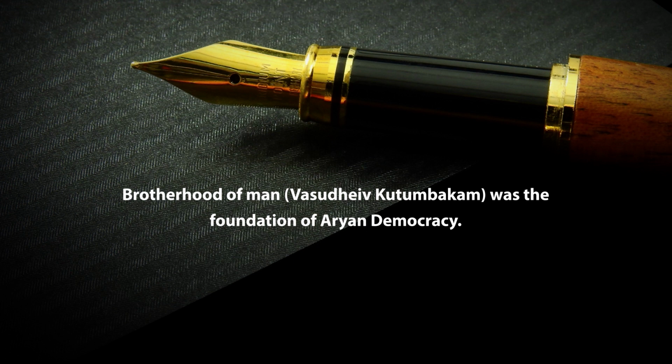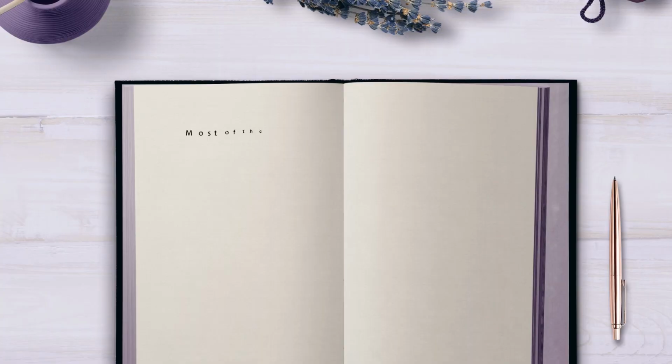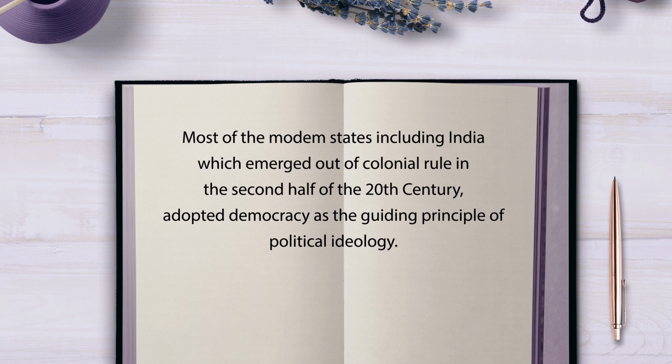According to the modern concept of democracy, it implies that ruling power rests with the people without distinction of caste, creed, color or sex. The modern concept says that the ruling power rests with the people without any type of discrimination, either on the basis of caste, color or sex. And most of the modern states, including India, which emerged out of colonial rule in the second half of the 20th century, all adopted democracy as the guiding principle of political ideology.